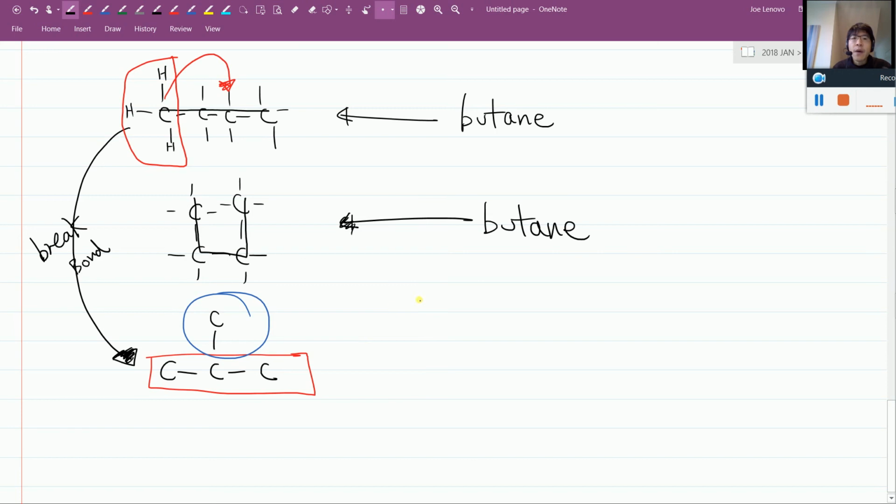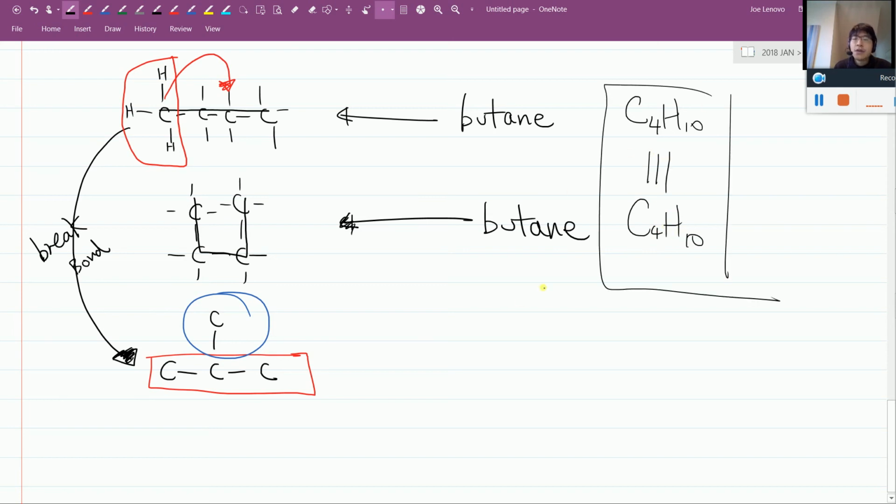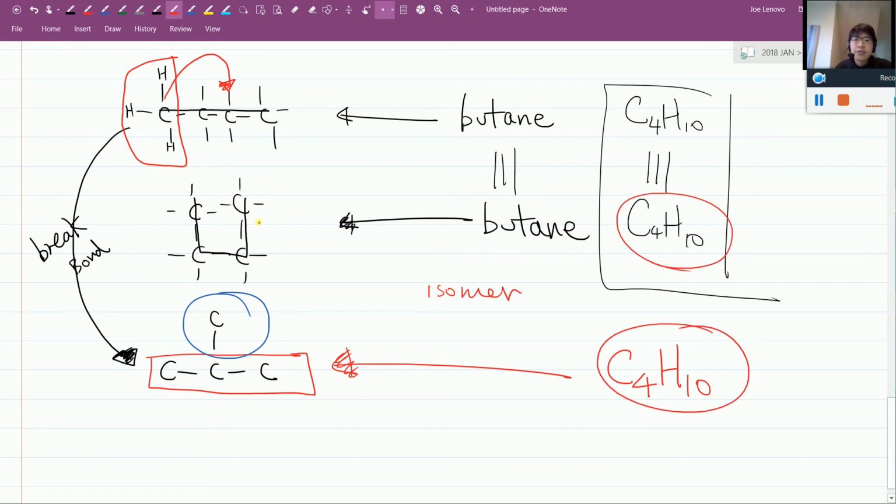So even though they all have 4 carbons and 10 hydrogens, the first one and the second one are identical to each other, so we name them exactly the same. If you try to name the third one the same name, it doesn't make sense, because they behave completely different from each other. Even though we have C4H10, we have to call them something else. How do we call those structures with exactly the same formula? We call them isomers. Isomers means you have the same formula but different structure.